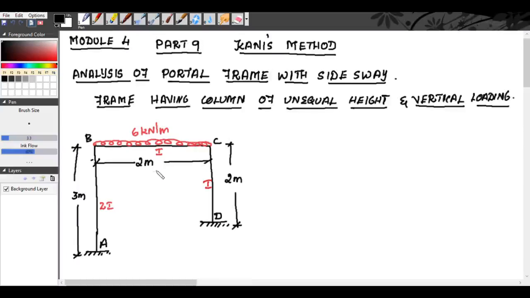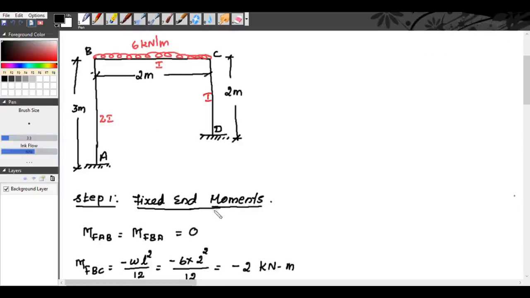Okay, so as usual, the first step is to find the fixed end moments. Our assumption is that all the supports are fixed. Since we are assuming all the supports are fixed, we will have hogging moments at the supports.